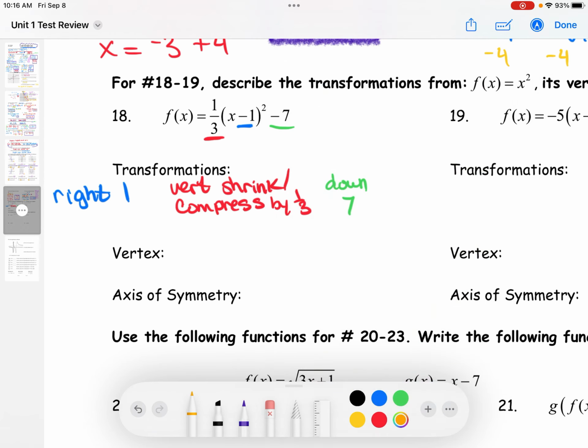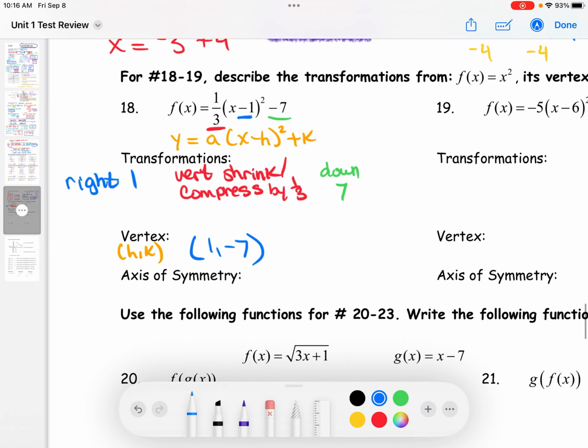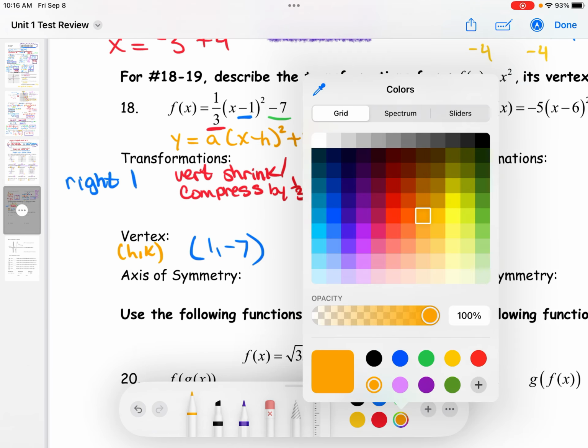Vertex, to find the vertex, consider vertex form. That's y equals a times x minus h all squared plus k, where the vertex is h comma k. The vertex here would be 1 comma negative 7. We moved right 1, we moved down 7, so that vertex is at 1, negative 7.